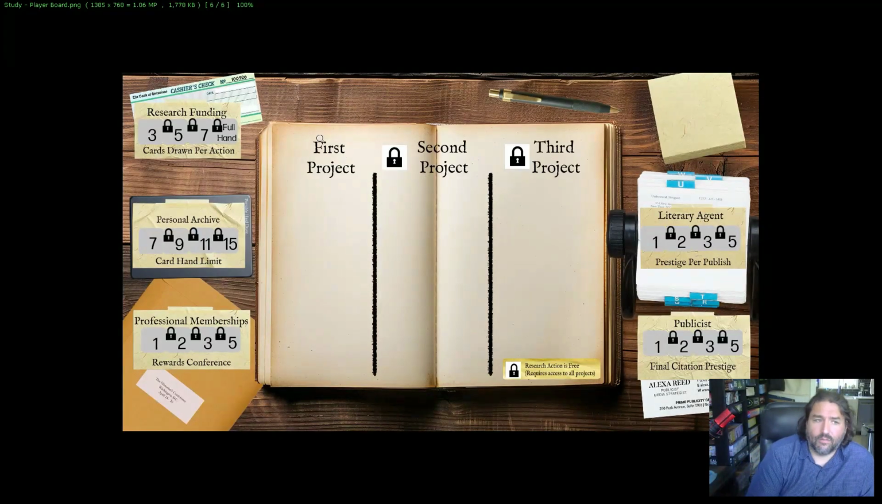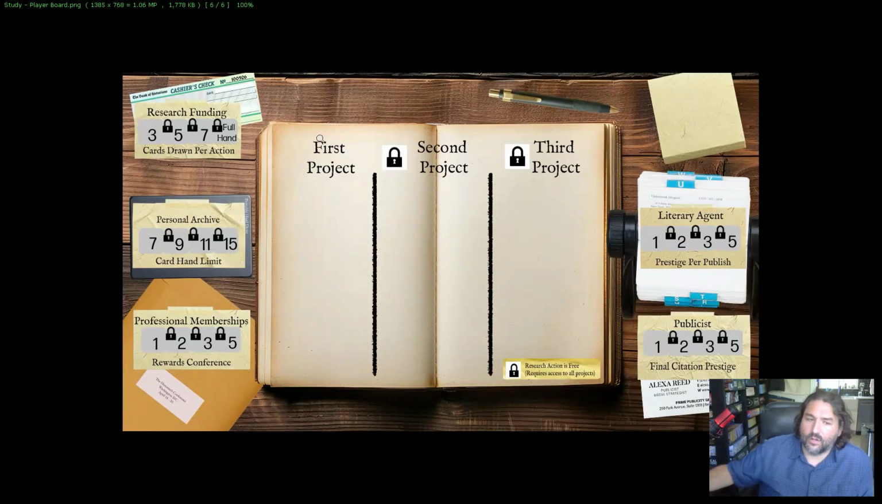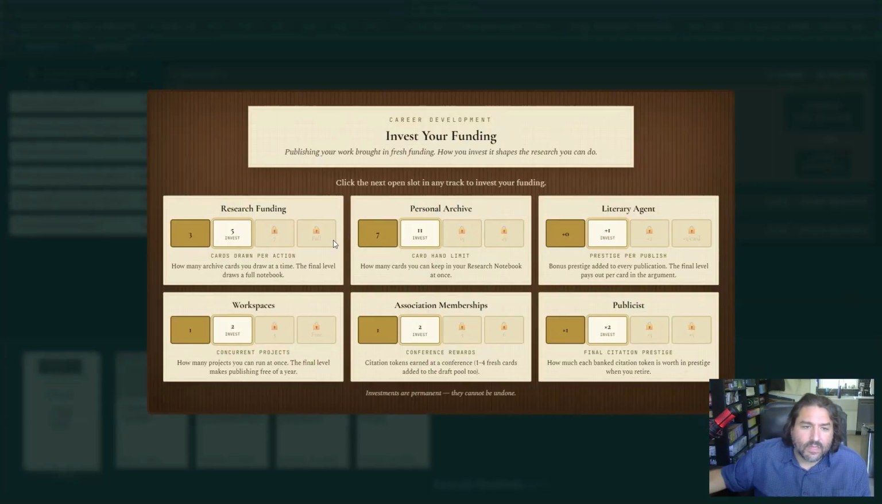You all start at level 1 within research funding, personal archive, professional memberships, literary agent, and publicist. What those stats effectively mean is that you are already trained to be a historian. The question is, what kind of historian are you going to be? To go back to the actual game, this one sort of goes into detail, right? Research funding: if you have more money, you can get more archive materials, right? So you can invest your funding into the research funding.